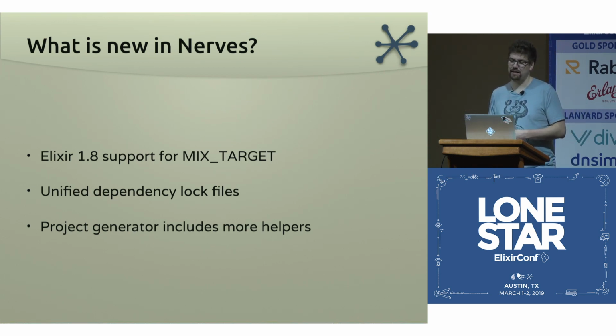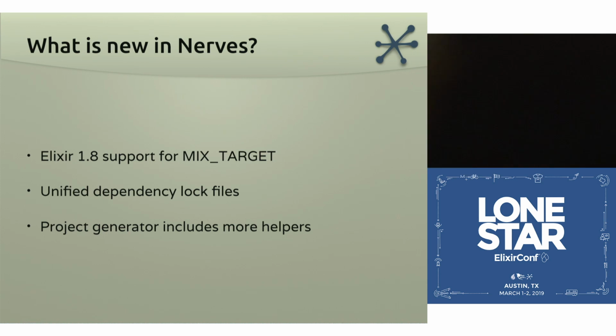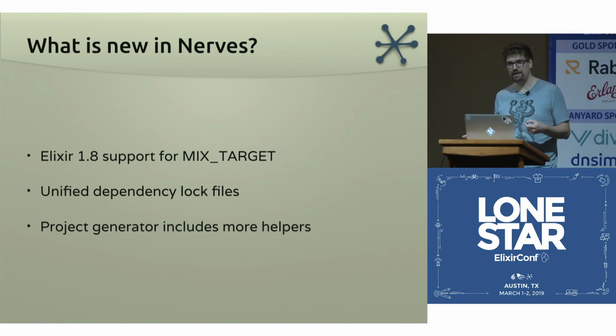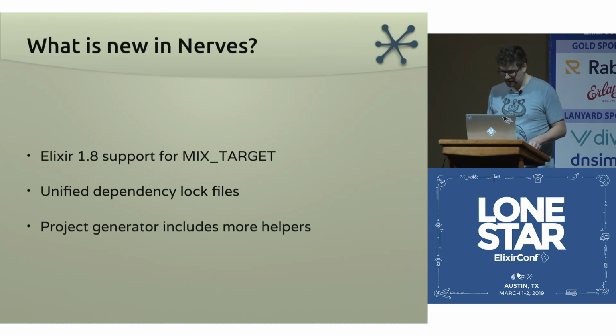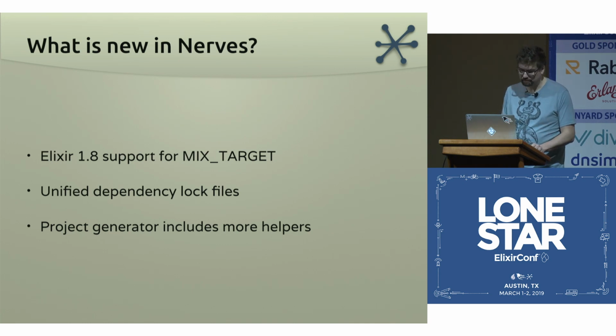That means that projects are going to come up a lot cleaner as well. You'll be able to switch targets a lot faster because all the dependencies are fetched at the beginning instead of trying to fetch them each time you switch targets. And one of the other big things that we're going to show you here is the new project generator. We've done a lot of work in there to help get projects up and running quickly, and we added a lot more helper functionality to make it even easier to get started.